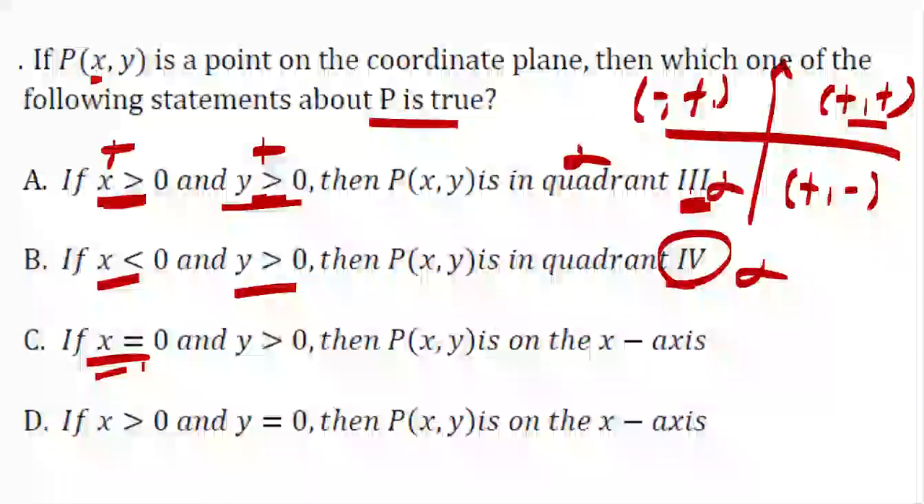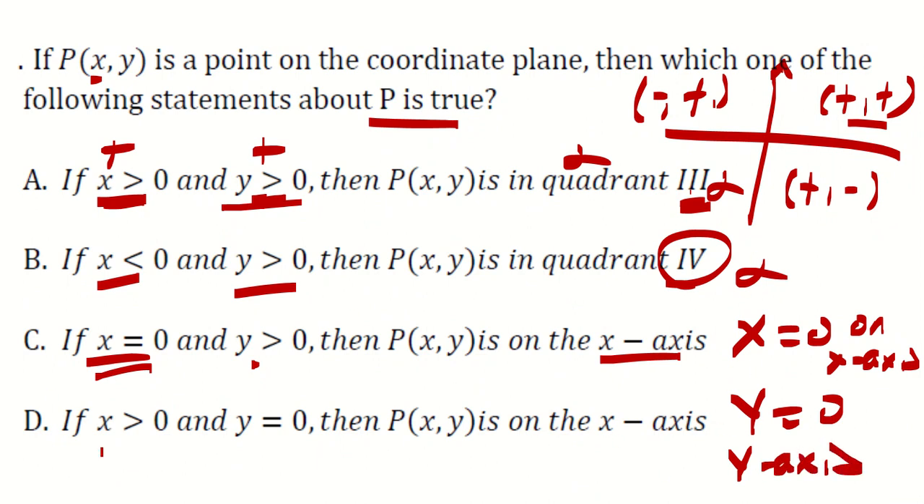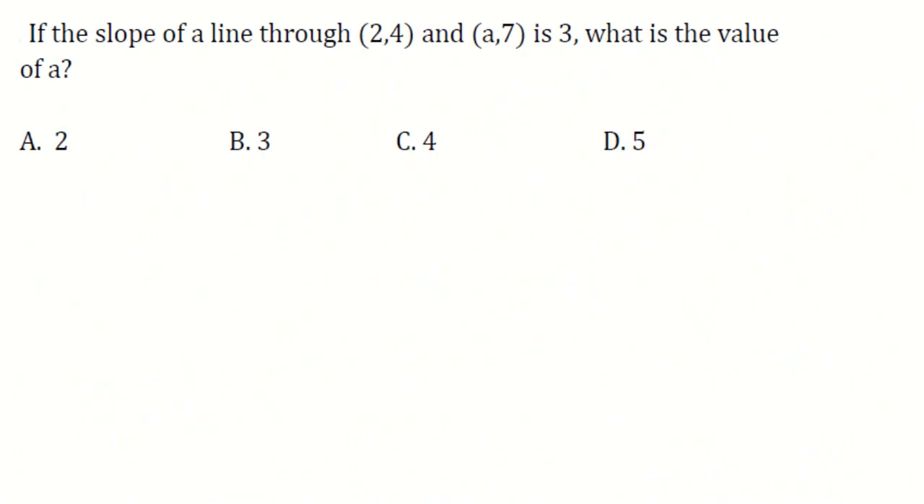And x is 0 and y greater than 0. y greater than 0 means positive, but x is 0, so it must be on the y-axis. Don't forget, if x is 0 it means on the y-axis, if y is 0 it means on the x-axis, the point is found. If both of them are 0, it's the origin. This one, y is 0, it must be on the x-axis. Wrong, this one. So the answer must be C. Don't forget, these are conceptual questions. When you are learning, teachers may not explain these things because you need to recall them at exam time.